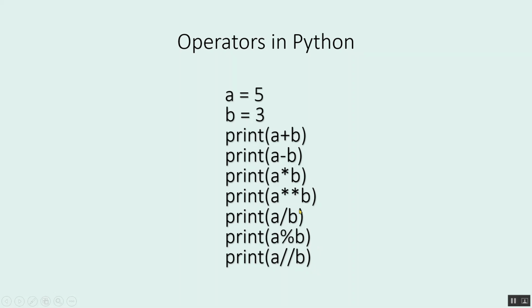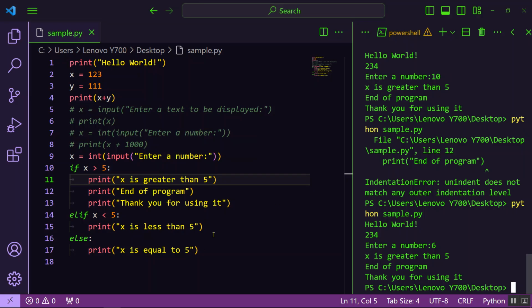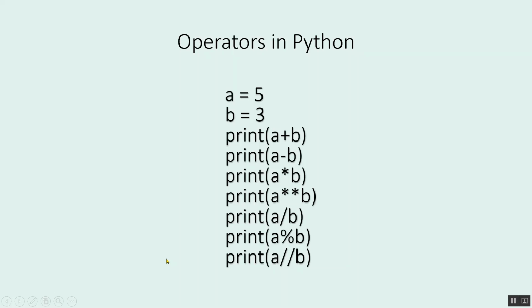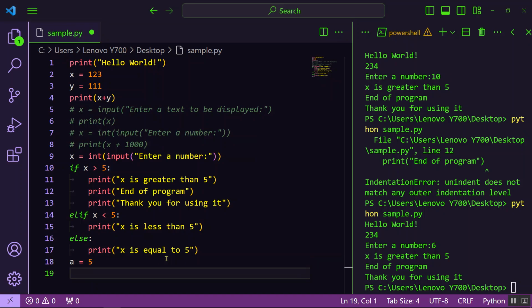Okay, so let's try it. So let's add some variables here. Let's say a is equal to 5 and b is equal to 3.